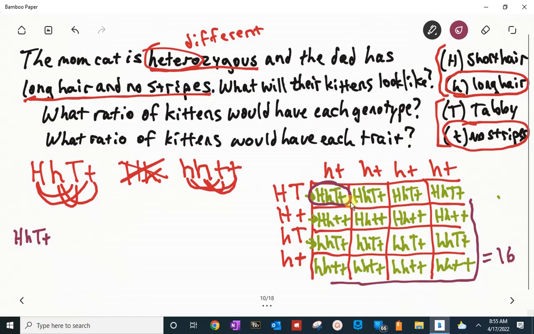So if we look at all of our squares, let's find all the squares that have heterozygous dominant for these traits. So this first one definitely is, and then this next one, and this next one, and I think that is it for this genotype. So that's 1, 2, 3, 4 squares. So 4 out of the 16 squares are going to be heterozygous dominant for both traits.